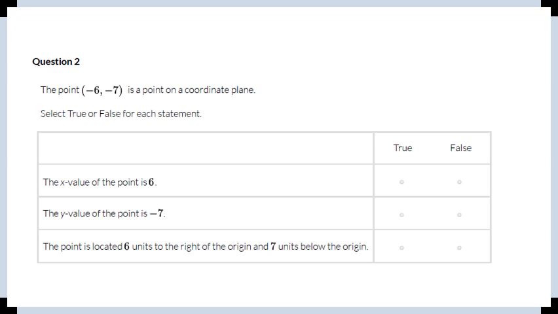Okay, -6, -7. So the x value is 6. Well, remember that I see a negative up there, so that's going to be false. The y value is -7. That's true. Okay, so remember I said negative moves you to the left on your x value. This one says the point is located 6 units to the right. No, it's 6 units to the left because it is negative.